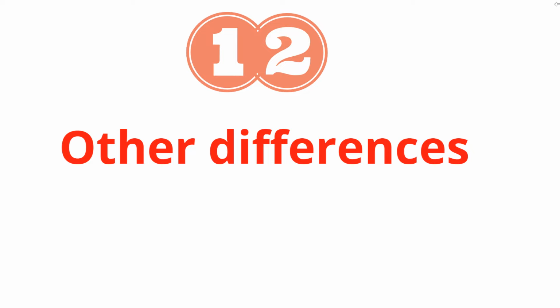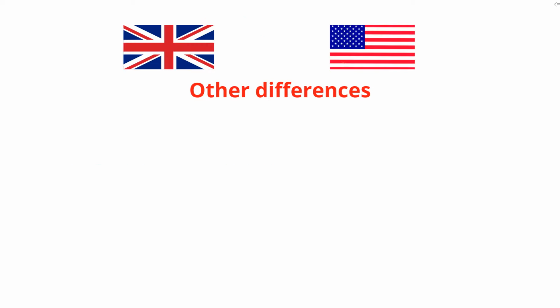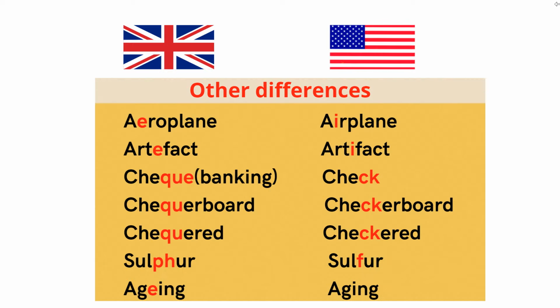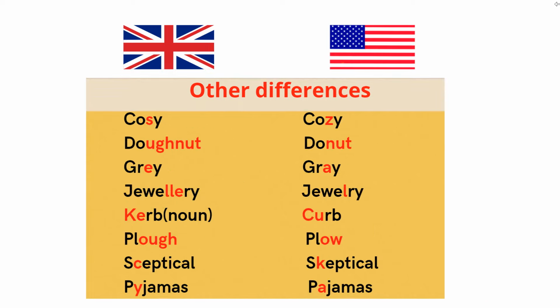Finally, number 12, other differences. Here we come to some words that are differently spelled by British and American English. In this slide, we have cited some examples: airplane, check, checkered, aging, cozy, gray, pajamas, etc.